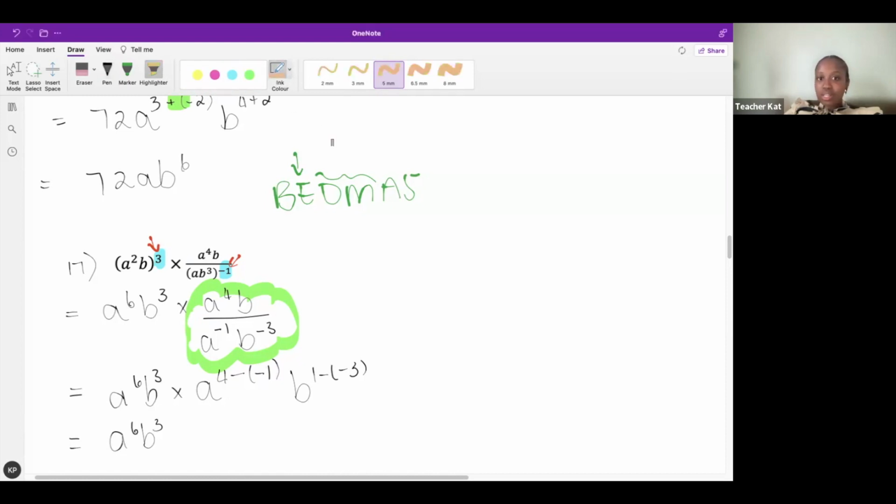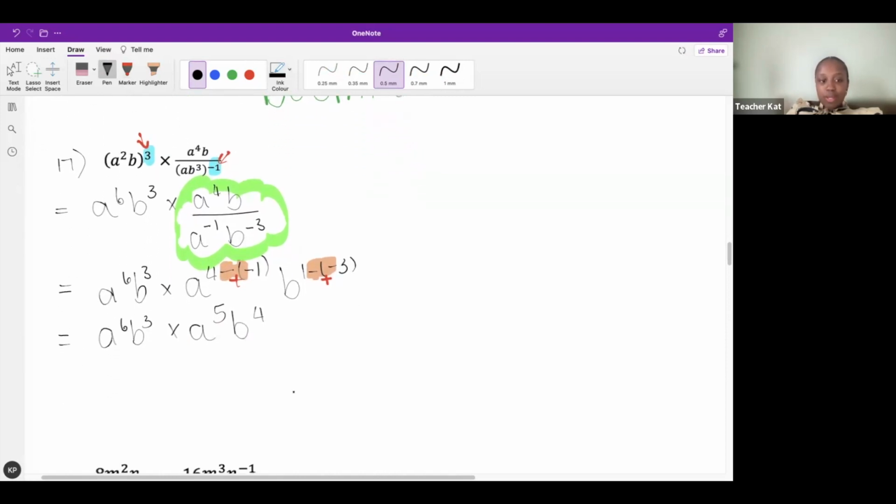We're working too fast ahead, guys. Keep up with us, please. Minus minus is going to make pluses. Pluses, okay? So it's going to be times a to the power of 5 and b to the power of 4. Now we are multiplying.